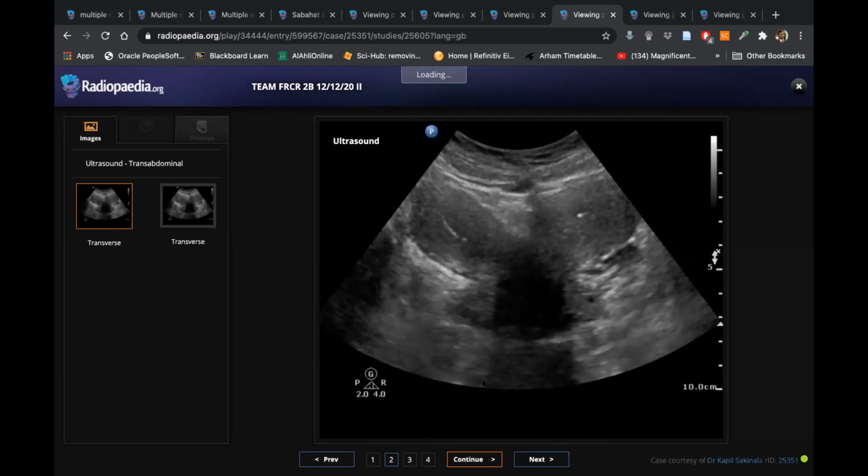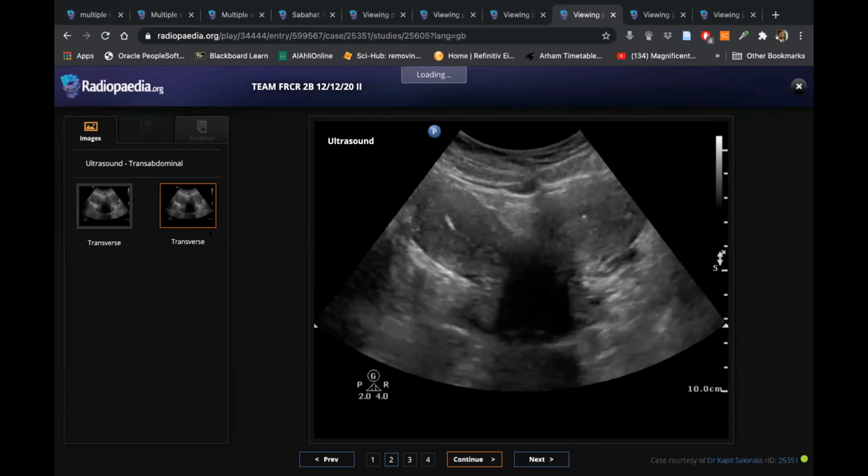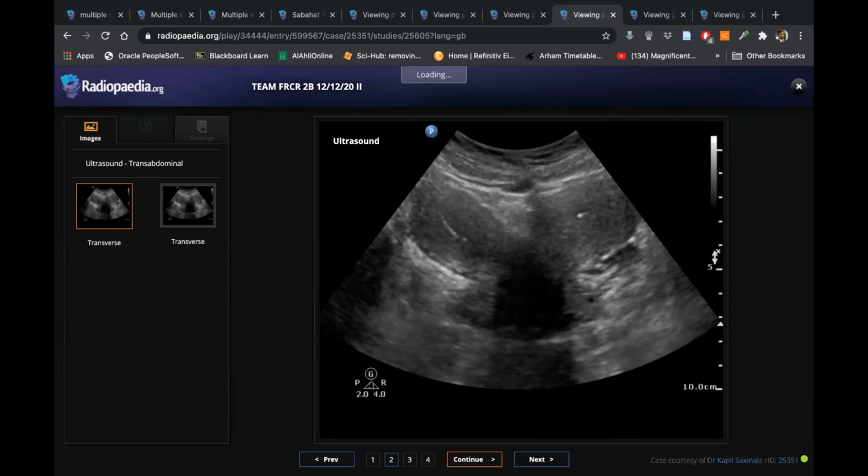So I am provided with the grayscale images of the ultrasound pelvis, which shows the two uterine cavities with the normal endometrial lining within both uterine cavities, and normal homogeneous myometrium.